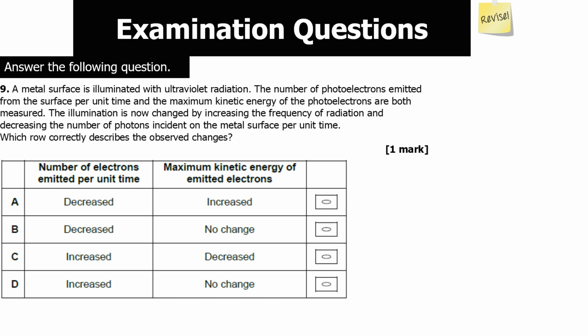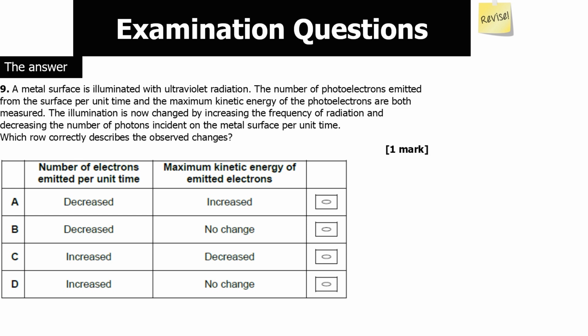The next question says, a metal surface is illuminated with ultraviolet radiation. The number of photoelectrons emitted from the surface per unit time and the maximum kinetic energy of the photoelectrons are both measured. The illumination is now changed by increasing the frequency of the radiation and decreasing the number of photons incident on the metal surface per unit time. Which row correctly describes the observed changes? Pause the video now, then unpause the video when you want to go through your answer.